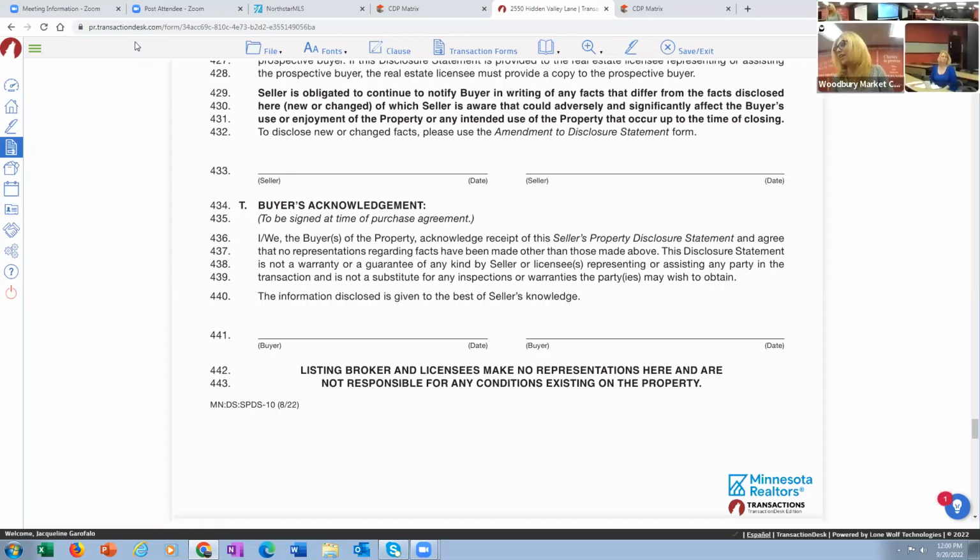But wouldn't the home insurance cover that? Probably not. It depends on your policy. That's a really good question. We did a price reduction.